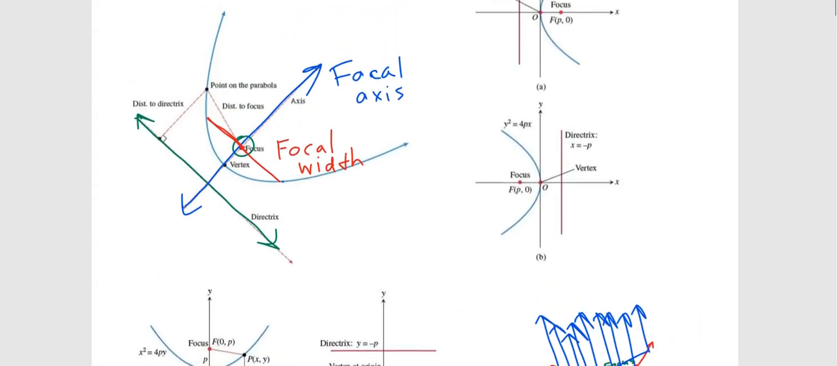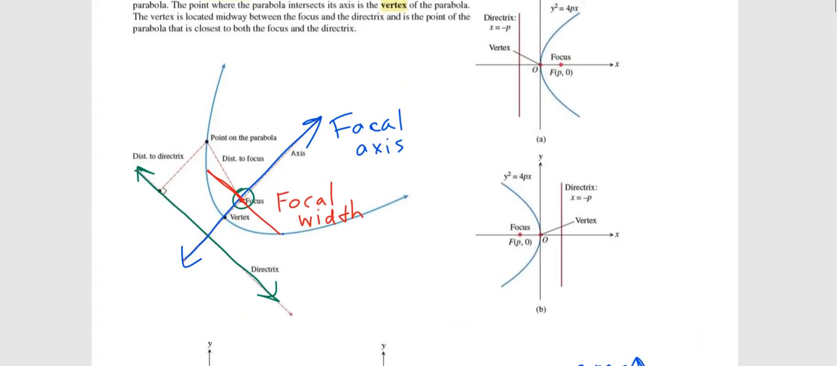Now, where is the directrix in relationship to the parabola? Your choices are inside the parabola or outside the parabola. Outside. Okay, the directrix is outside. The focus: would you say that the focus is inside the parabola or outside? Inside. That's kind of important to know: the focus is inside and the directrix is outside.